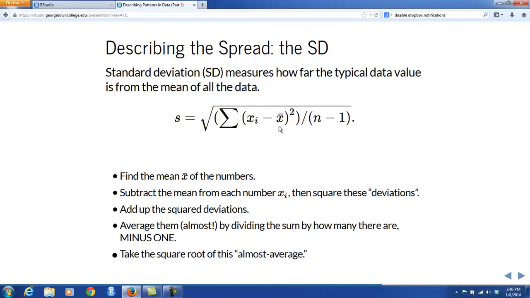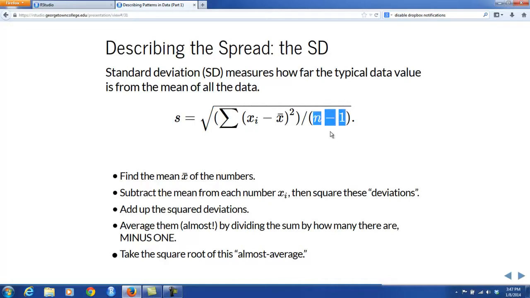That's this x bar that you see. And then you're going to subtract the x bar from each of the data values, and you get what are called deviations. And then you're going to square these deviations. And then after you've squared them, you're going to add up those squared deviations. And then notice the divide sign here. You're going to be taking an average.